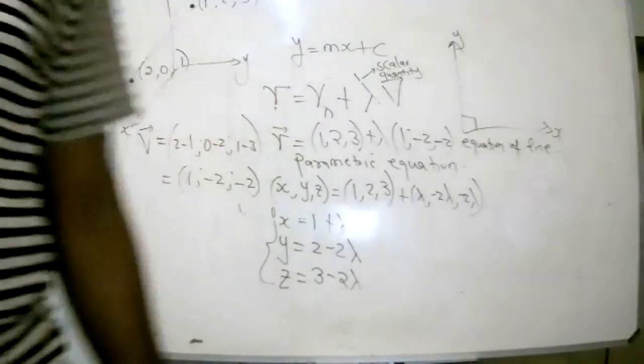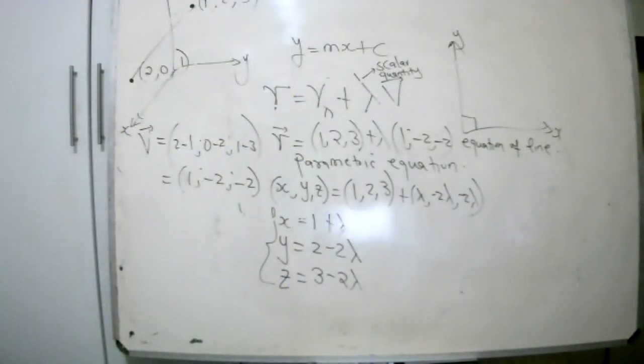You cannot find the parametric equation before you obtain the equation of a line. Very true, that is the simple truth. We can't find a parametric equation before getting the equation of a line.